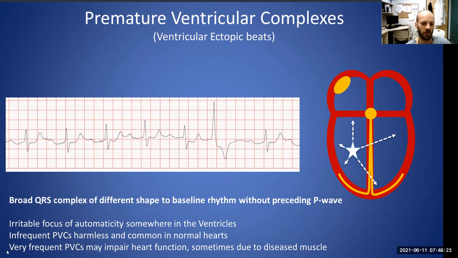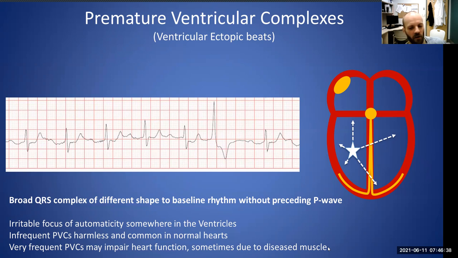Okay. So infrequent PVCs are pretty harmless, and they're really common in normal hearts. If you've got very frequent PVCs, maybe occurring every third beat or every fourth beat, then sometimes that can impair the heart function, and sometimes that's due to diseased muscle.